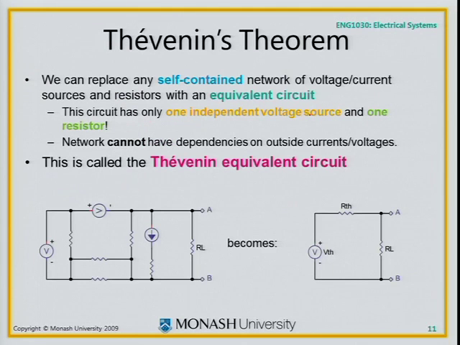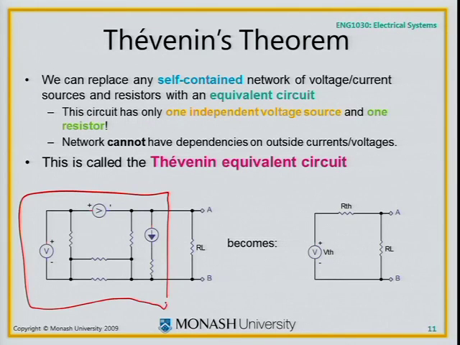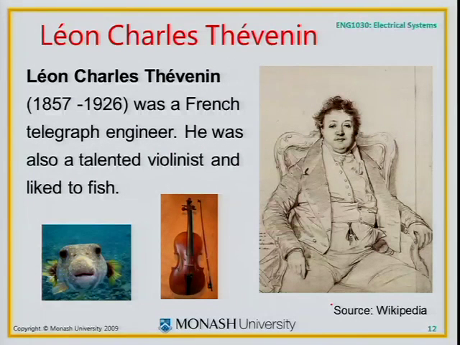Thevenin's theorem tells us that we can replace any self-contained network of voltage and current sources and resistors with an equivalent circuit. Just to make it clear, the thing inside this box is what we're replacing, and you can replace it by that, a series combination of a voltage source and a resistor. That's Thevenin's theorem. You've also seen what Norton's theorem is: instead, a parallel combination of a current source and a resistor. But this one here is called the Thevenin equivalent circuit.